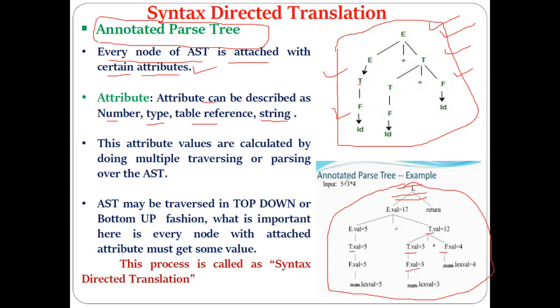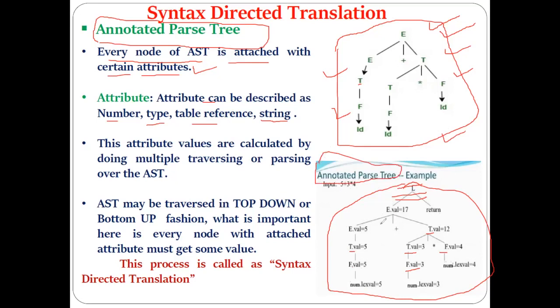Okay. So after attaching this extra information in the form of attributes to the previous tree, that is your abstract syntax tree, whatever tree gets formed, that tree is called as what? The annotated parse tree, or decorated parse tree, or modified parse tree.